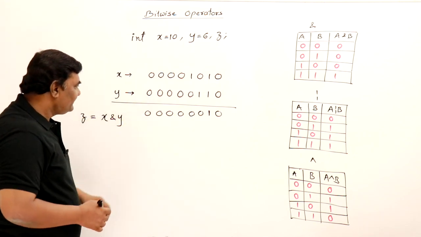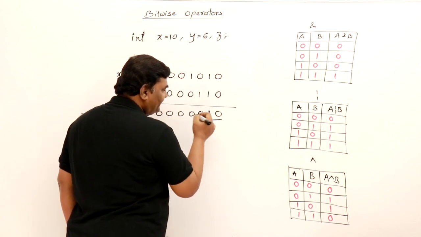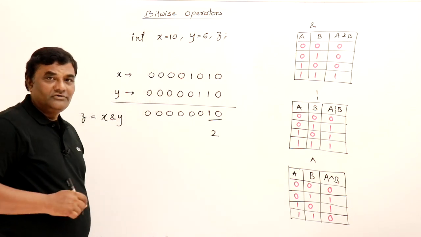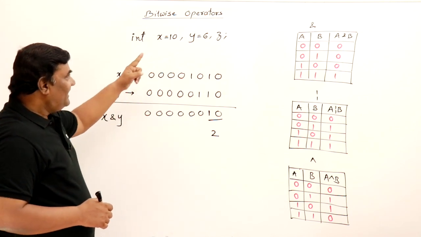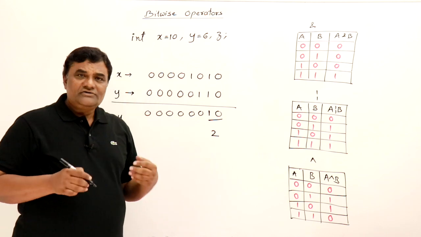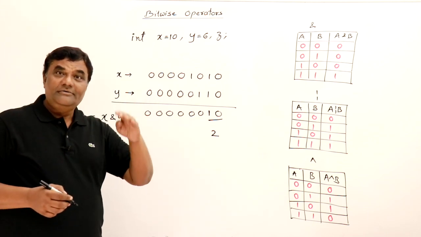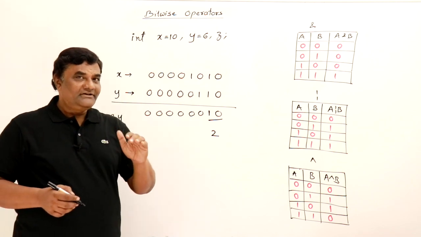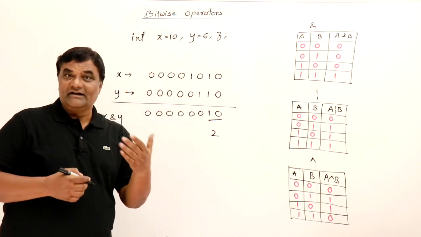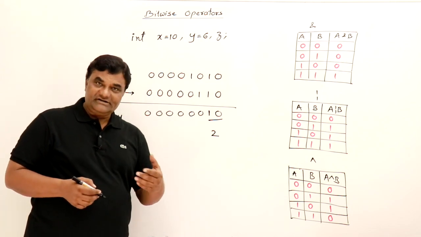If you look at these bits, all of them are 0, so only this part is a number. What is this? 2. The result is 2, the binary form of 2. So if you perform ANDing on 10 and 6, the result is 2. This is not arithmetic. We are not adding, we are not subtracting, we are performing ANDing. So you should be familiar with the bits of that data and how the operation is performed. If you can figure it out quickly, you can easily utilize these bitwise operations to develop your logic.